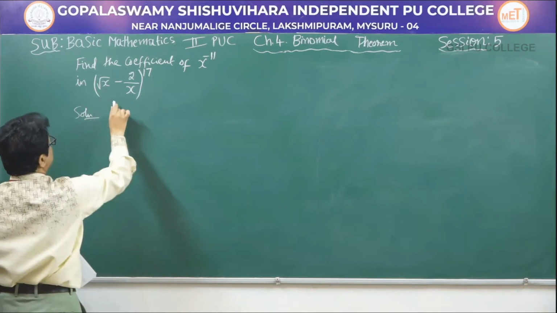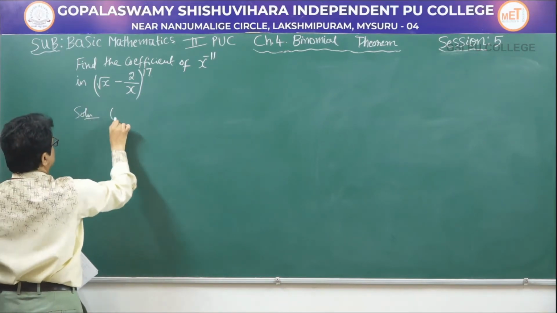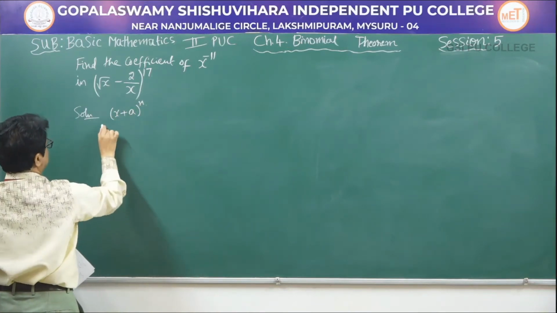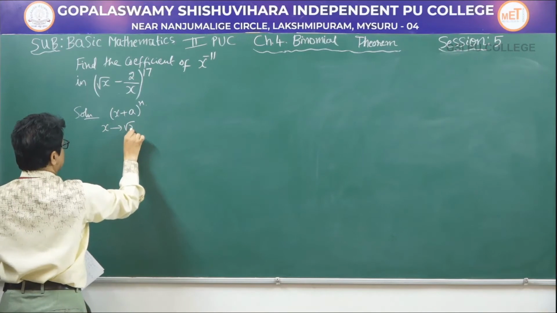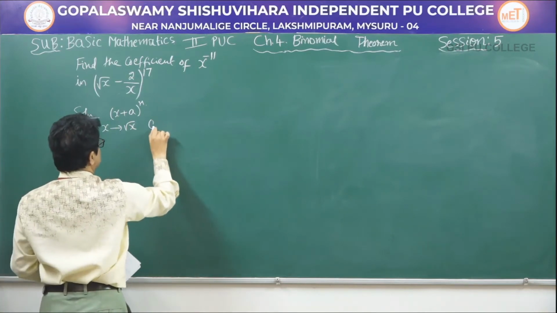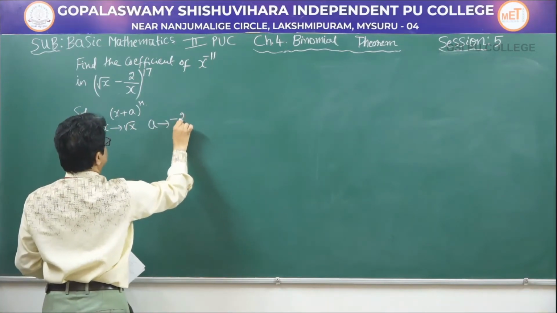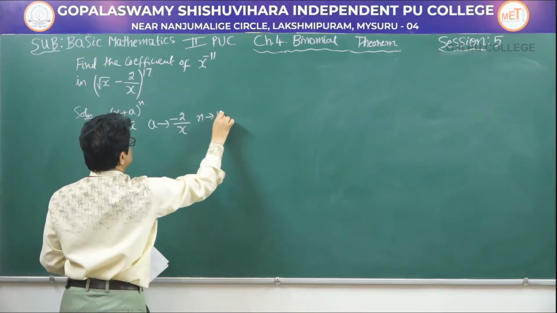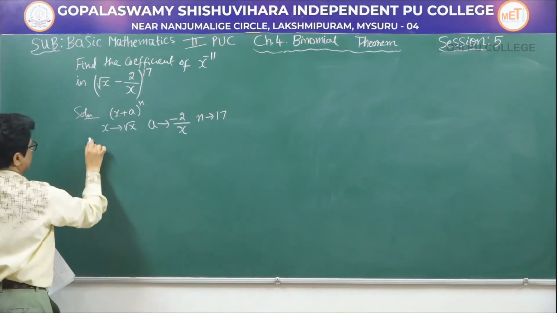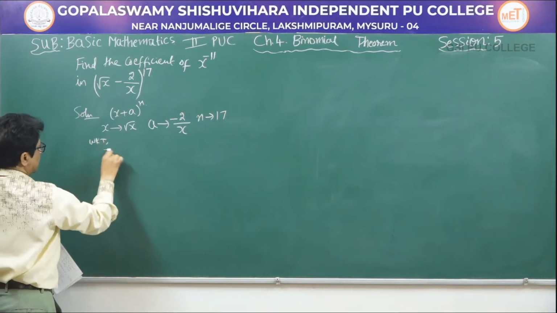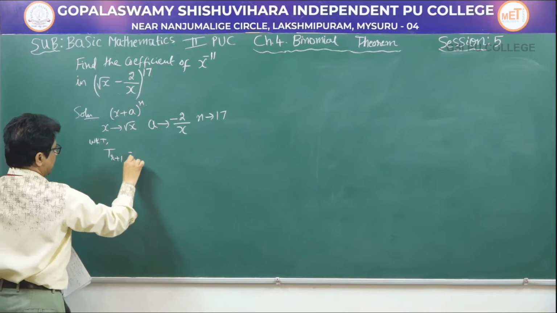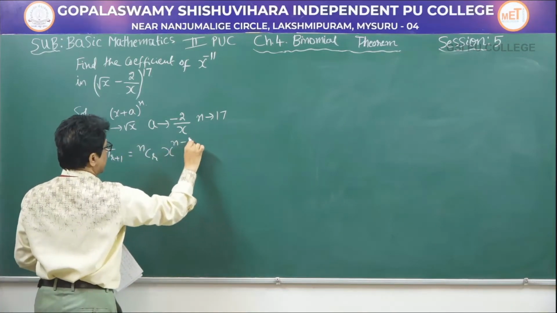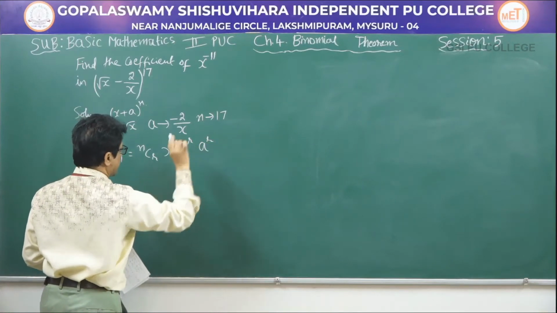Solution. Comparing the given problem with (x + a)^n, we get x is nothing but root x, a is minus 2 by x, and n is 17. We know that T(r+1) is equal to nCr into x power n minus r into a power r.